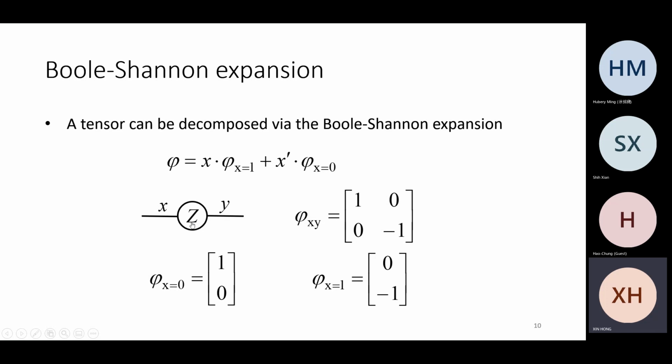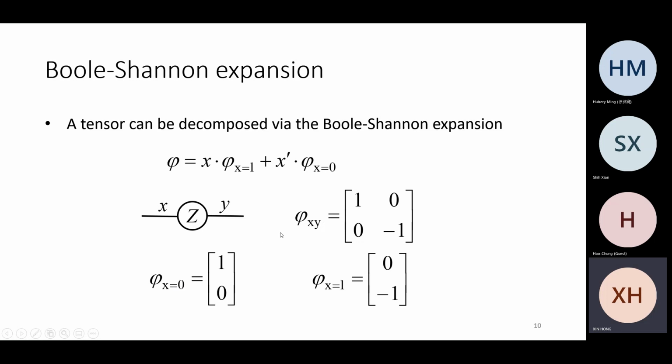Here you can see that for this matrix, if it is a rank 2 tensor, which is equal to this matrix, and if you set x equals 0, it corresponds to this column vector. So phi x equals 0 will be exactly this vector, and phi x equals 1 will be exactly this vector. If x takes value 0, then this part should be 0, and this part should be phi x equals 0, and finally phi will be equal to this vector. Here you take x equals 0. If y is 0, then it must be 1, and if y is 1, then it must be 0. So you can say a tensor can be decomposed using this Boole-Shannon expansion.